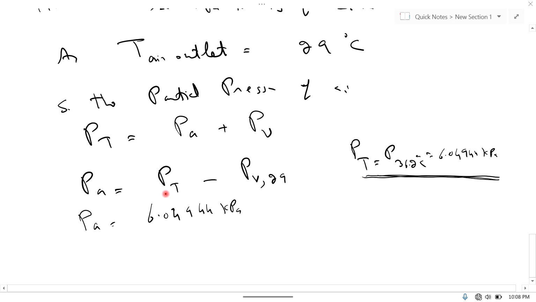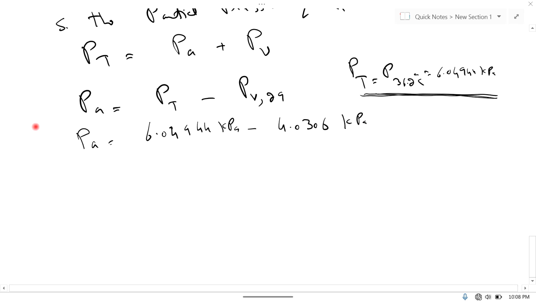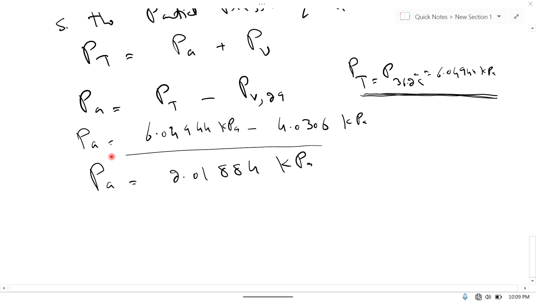So this is P total minus P vapor, where P vapor is pressure of vapor at 29, which is 4.0306 kilopascal. So pressure of air is equal to 2.01884 kilopascal. This is pressure of air at 29 degrees centigrade.